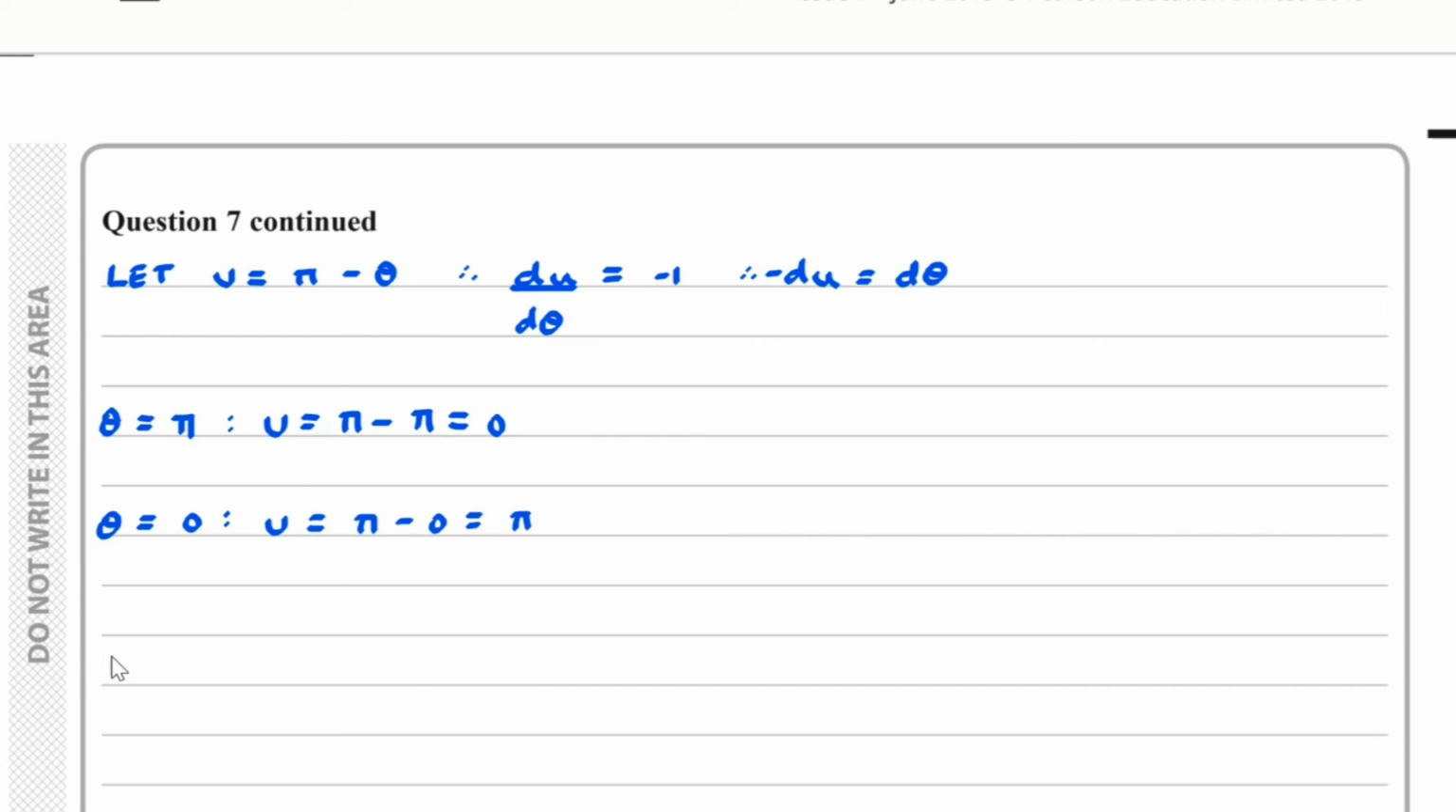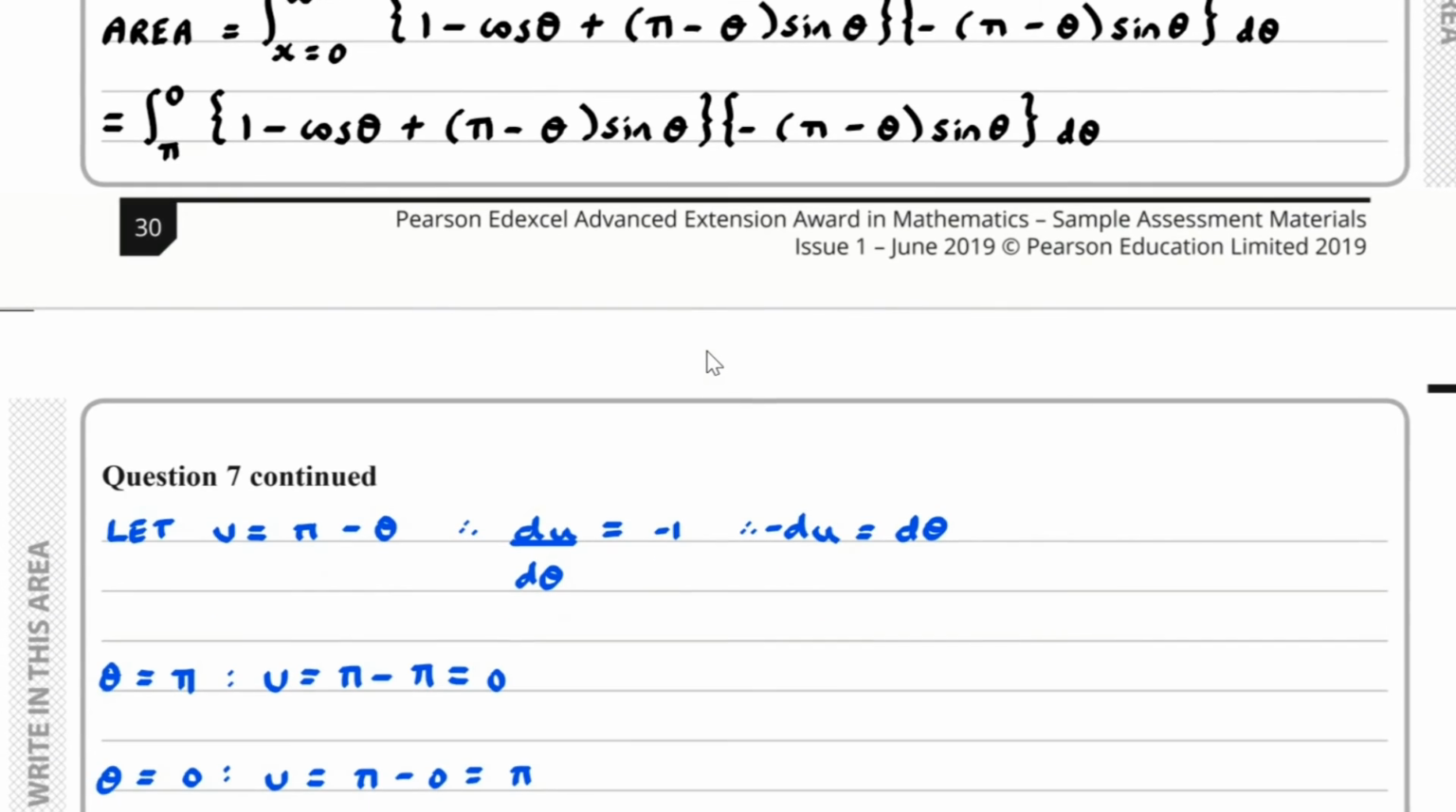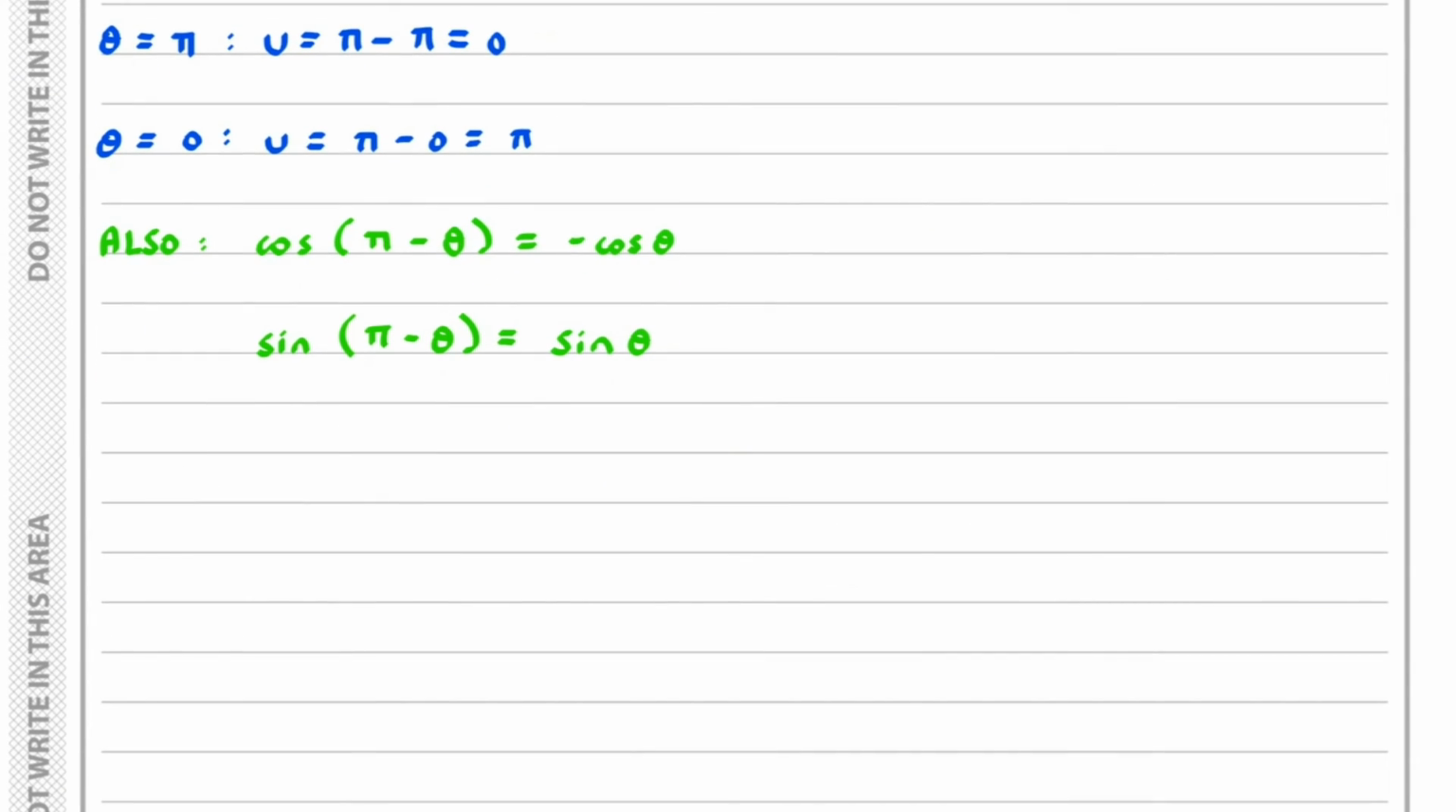What we can also do is recognize that the cosine of pi minus theta is the same as minus cos theta, and the sine of pi minus theta is the same as sine theta. So now we can find out what our area will equal. So therefore, for the area, what will we have?